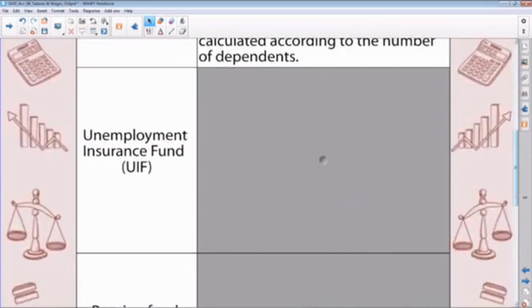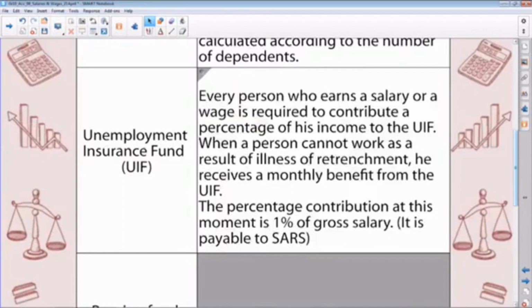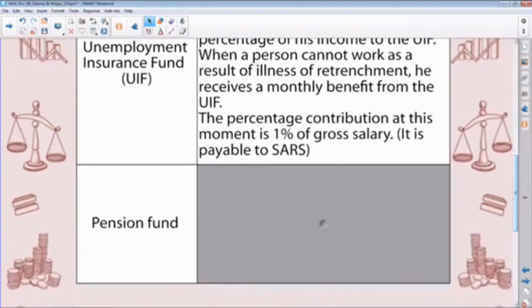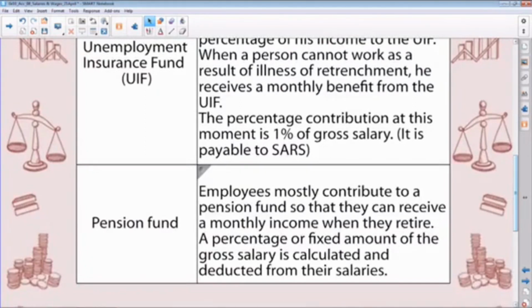The next one, the UIF, the Unemployment Insurance Fund, that's also a deduction. It's a compulsory deduction, so every person who earns a salary or wage is required to contribute a percentage of his income to the UIF. So whenever they lose their jobs or they're retrenched, they can get a certain amount from the government. And then lastly, the last deduction, your pension fund deduction. And that is when you want to retire one day. Therefore, you will contribute to your pension fund, hopefully from the very first month you work, and then you can retire, hopefully at a nice age of 60 or 65, and then you don't need to be dependent on the state or SASSA to get a certain amount from them.